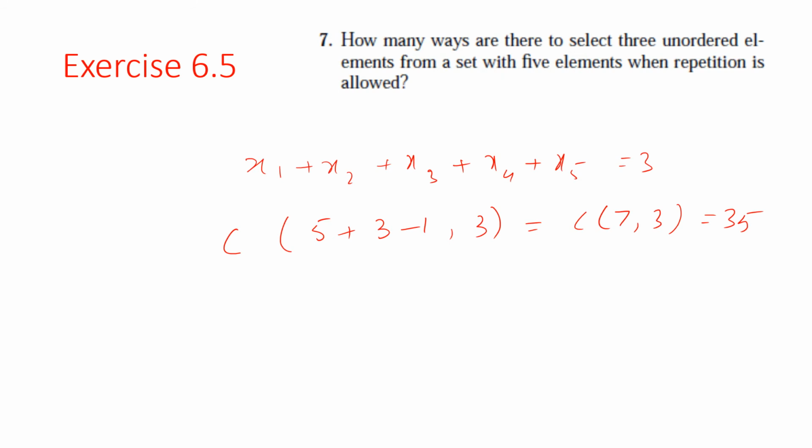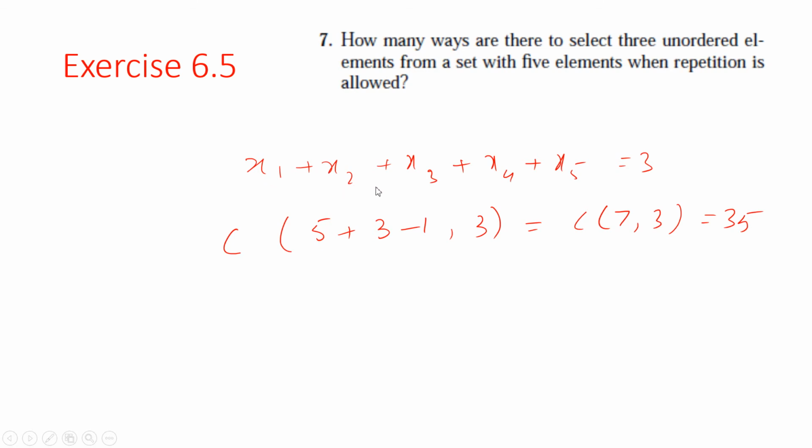Okay, next is exercise 6.5 and question number 7. How many ways are there to select 3 unordered elements from a set with 5 elements with repetition allowed? So 3 unordered elements. We have to pick 3 objects from 5 types, right? From a set of 5 elements. All right. So we have repetition allowed.